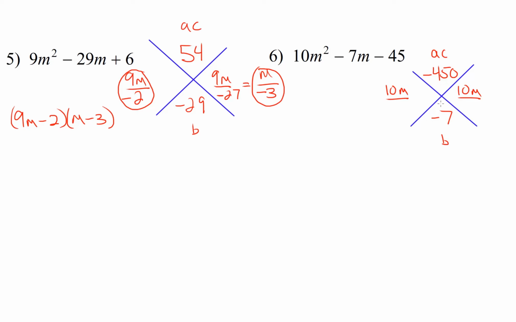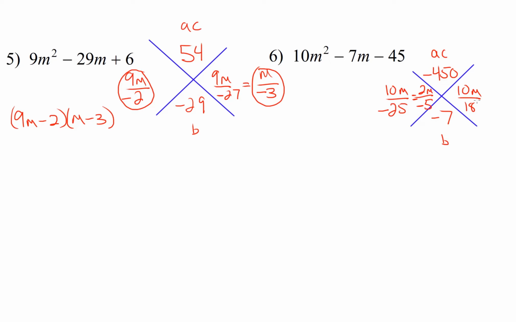Now, how do we figure out which one is positive or negative? Look at the middle term. It's negative, so that means our bigger number is going to have the negative sign. So it's going to be a negative 25 and a positive 18. Now we can simplify. So 10m and negative 25 can be divided by 5. 10m divided by 5 is 2m. And negative 25 divided by 5 is negative 5.